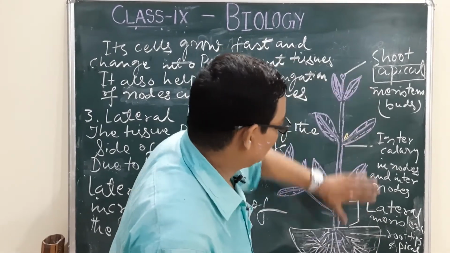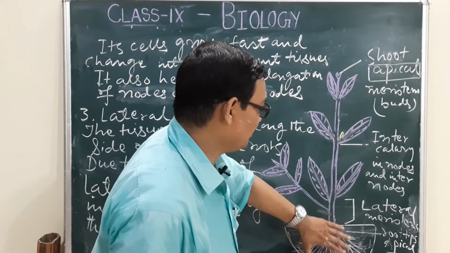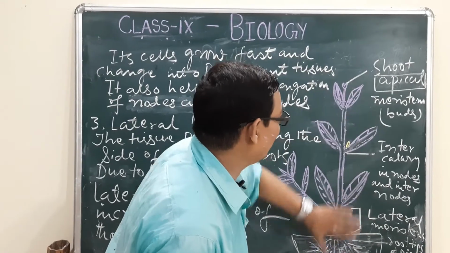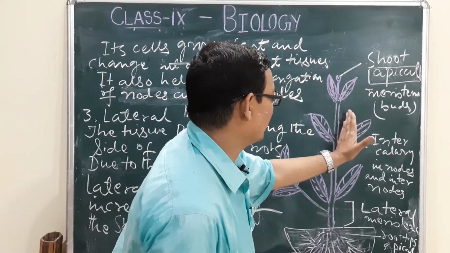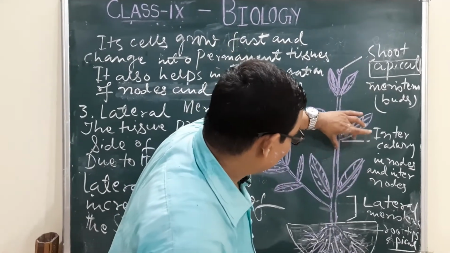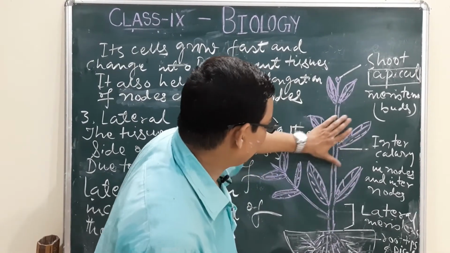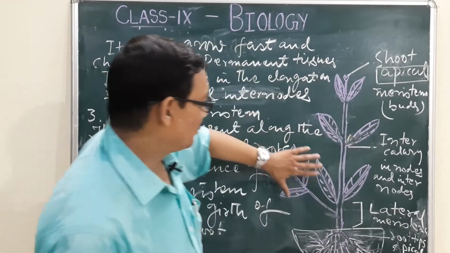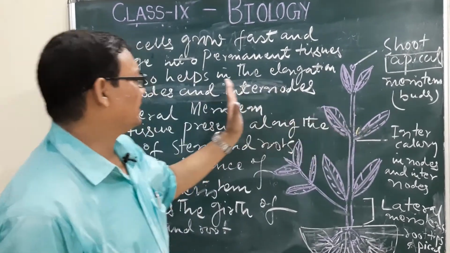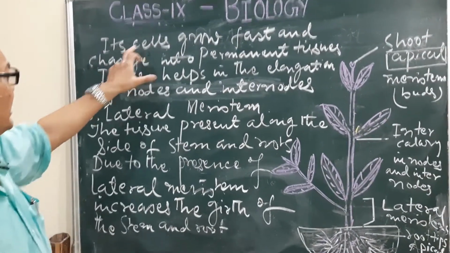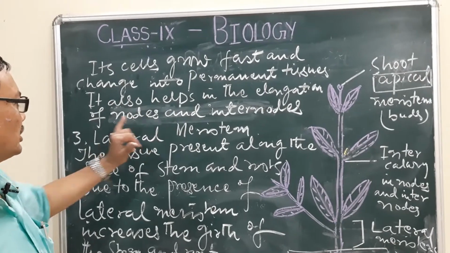That is why it is mainly related with the elongation of the stem as well as the root, that means all along the plant body. And from the node and between the two nodes, where there is the internode part of the stem, these are all related with the growth of the branches and twigs of the plant. That is why it is written its cells grow fast and change into permanent tissues. It also helps in the elongation of nodes and internodes.